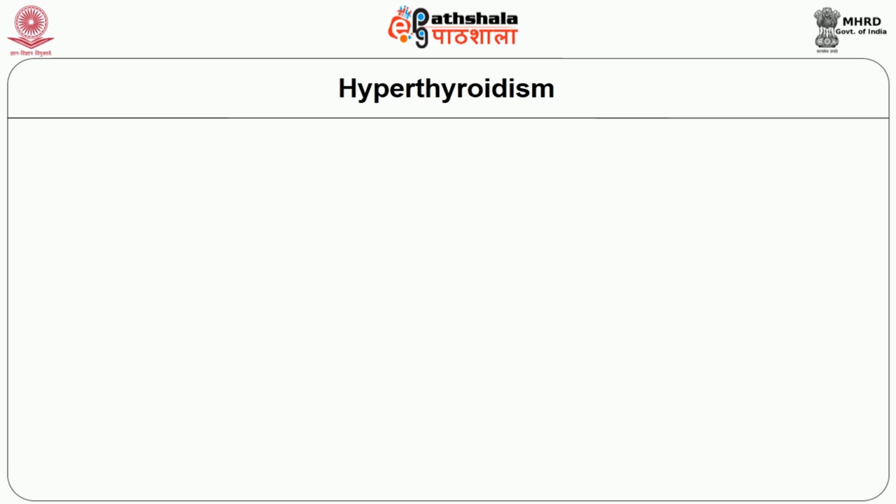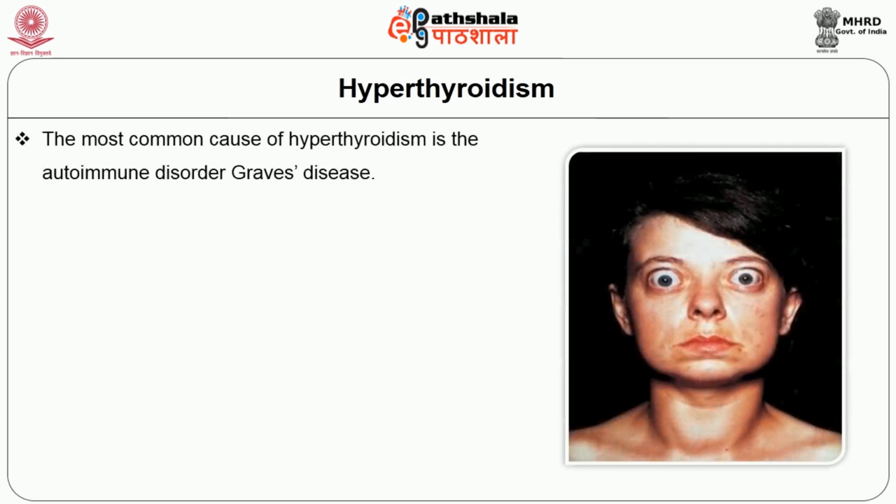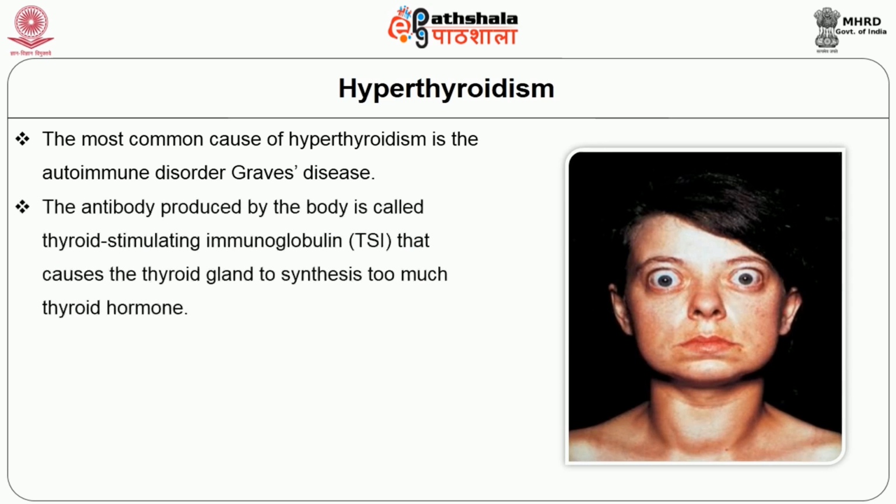The next topic is hyperthyroidism. It is an overactive thyroid, which makes too much thyroid hormone. The most common cause of hyperthyroidism is an autoimmune disease called Graves' disease. What is meant by autoimmune disease? Antibodies are formed against our own cell structure.